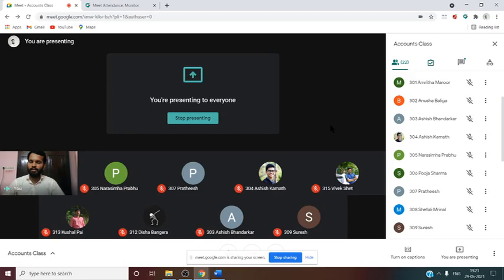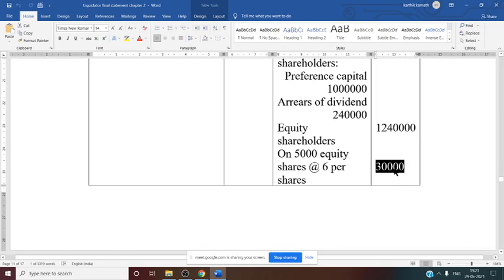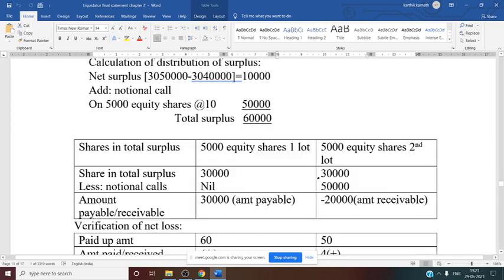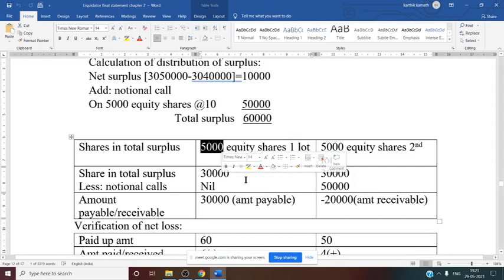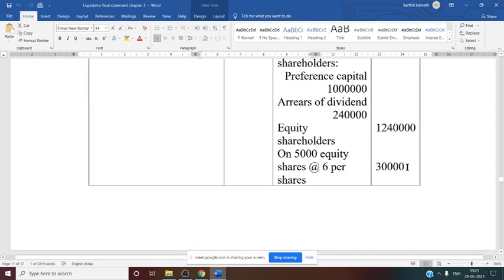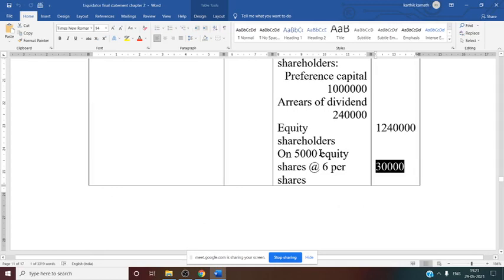How to get the value per share? So now I will tell you. This 30,000 we got with the help of the working note. Now you have to see what is the number of equity shares available for this category. This category means lot number 1. We are talking about lot number 1. For lot number 1, what are the equity shares available? 5,000. See this 5,000. That means this 30,000 you divide by 5,000, you will get the value per share. So 30,000 divided by 5,000, you will get 6 rupees per share.